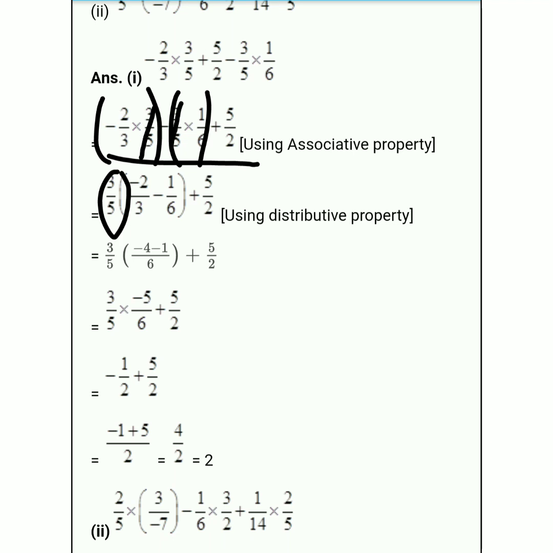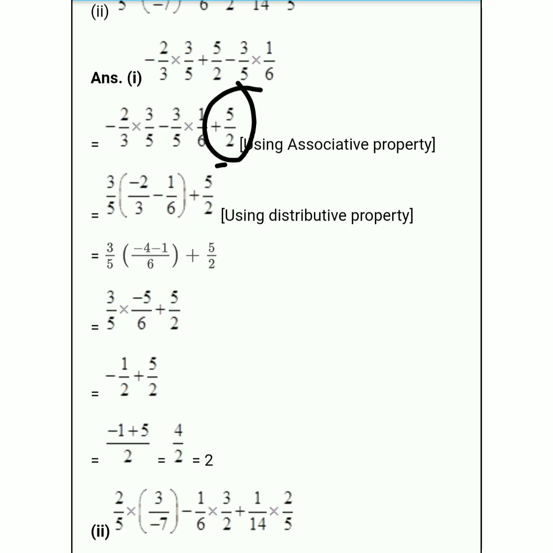Now what is remaining? In first bracket we can say that minus 2 by 3, right? In between portion of two bracket one minus sign is there, that's why I written here minus sign. Now in second term 3 by 5 is cut because it's a common. So what is remaining? It's a 1 by 6, that's why I written here 1 by 6. Okay, and our last term plus 5 by 2 is as it is. Now what I do, I just simplify the bracket.